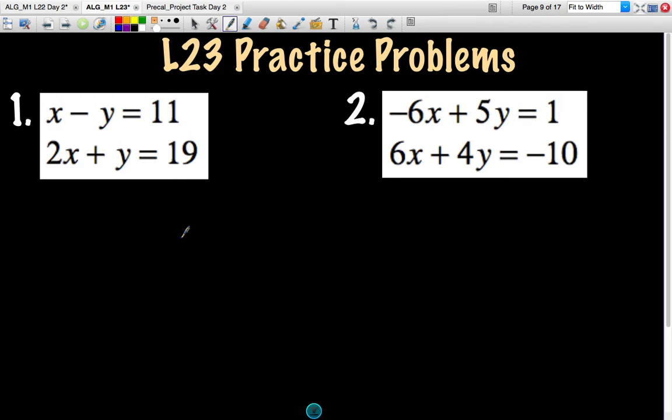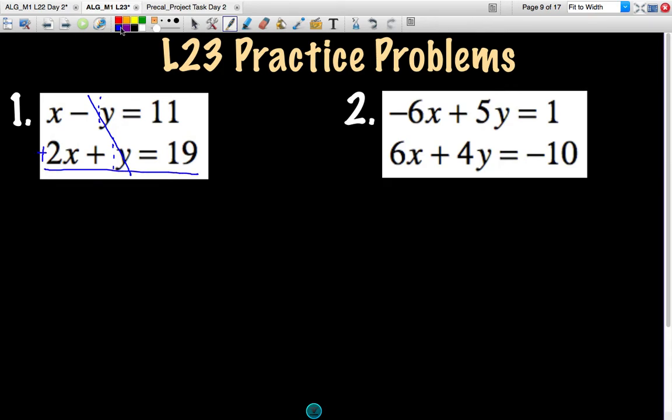So this first problem, let's look to see if something is already set up for us to eliminate. And if you look carefully, our x's can't eliminate. Okay, but look at our y's. We've got negative y, which is really negative 1y, plus 1y. And those cancel because negative 1 plus 1 is gone, which means we don't have to multiply and rewrite a new system. So now let's look at what's left.